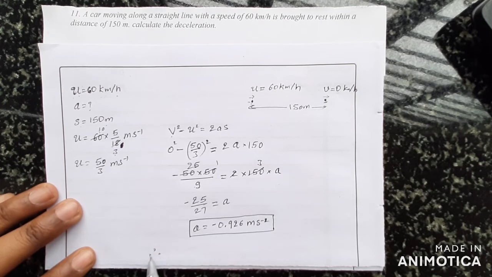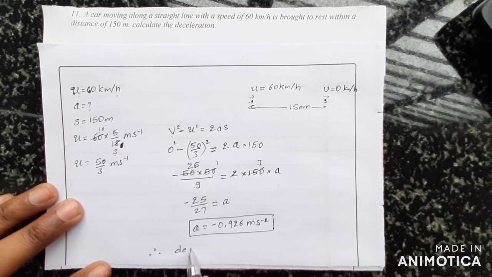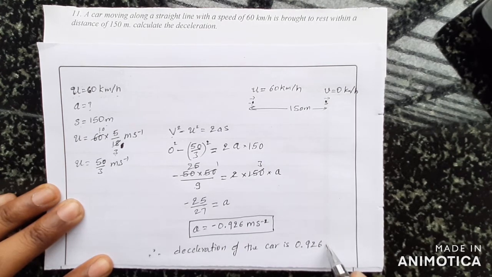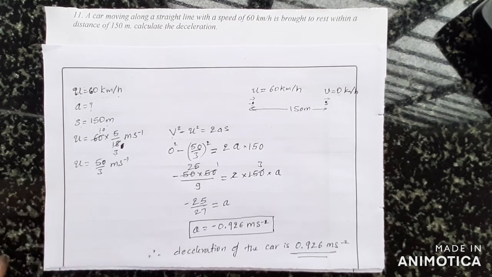Therefore, if minus 0.926 meter per second squared is the acceleration, then the deceleration of the car is, you just leave the negative sign and write the rest. That would be 0.926 meter per second squared simply. Okay, that's it. Even if they ask retardation, both are one and the same. You can stop writing at this point, 0.926 meter per second squared. So this is the solution for the 11th question.